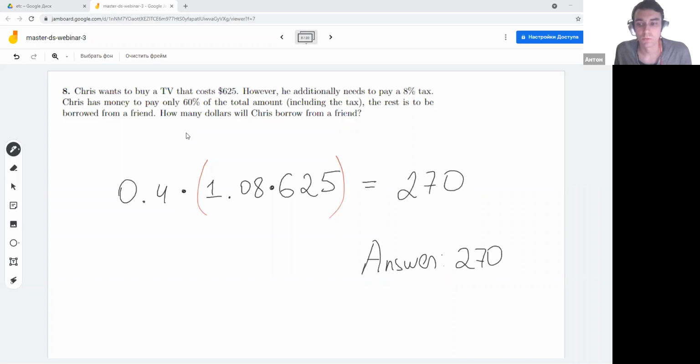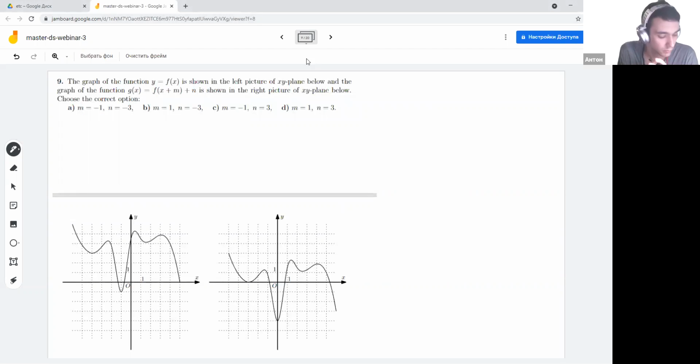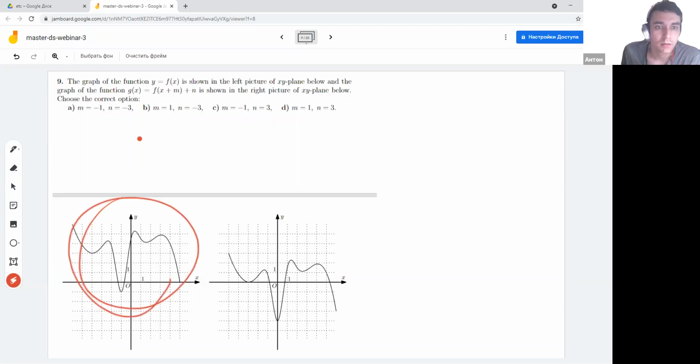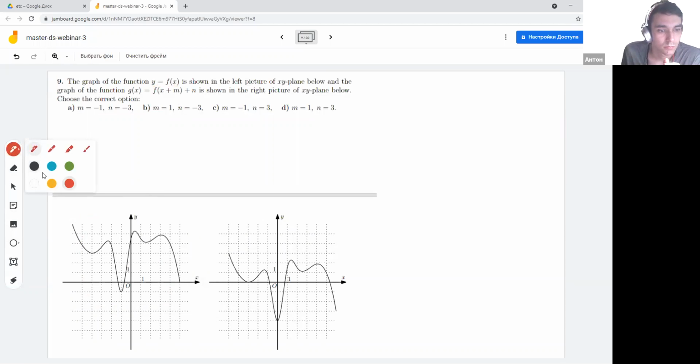Okay, so let me move further to problem number 9, which is again about plots. Plots are very popular with those who created the problems, I suppose. So we have two graphs. The one on the left is a graph of the function y equals f of x. Let me write it here above the graph: y equals f of x.